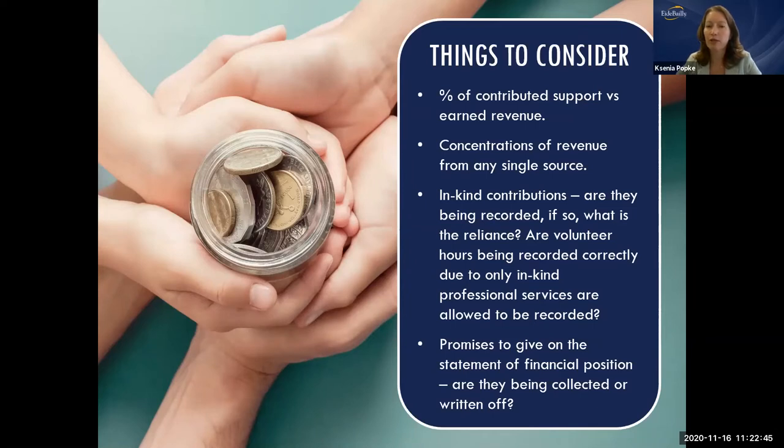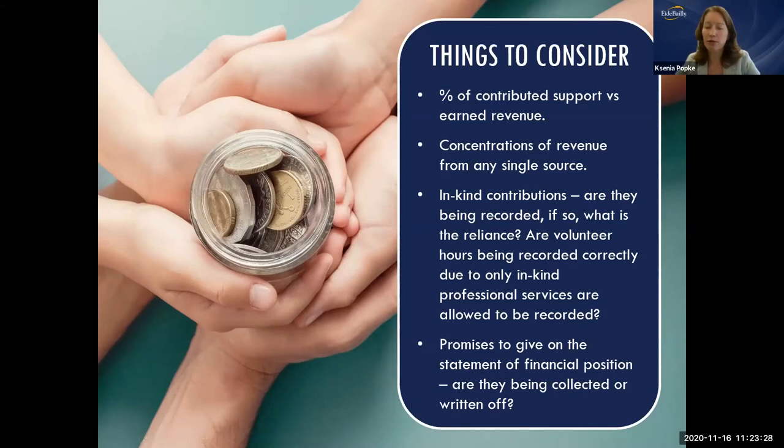For example, percentage of contributed support versus the earned revenue. This wouldn't necessarily apply to foundations that rely almost 100% on contributed support, but for those operating not-for-profits that actually have earned revenue, you do probably want to know, well, what is the percentage? What's the breakeven point? How much contributed support do we need to receive in any given year to actually earn some surplus and earn some profit? And I'm going to have a few slides later on towards the end of the presentation on telling your story where this particular bullet point will become even more important.